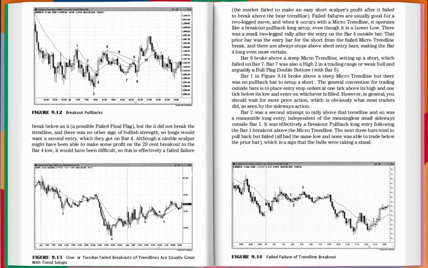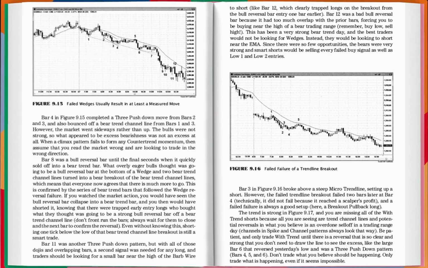The next 3 bars tried to pull back but all failed, had the same low, and none was able to trade below the prior bar, which is a sign that the bulls were taking a stand. Bar 4 in figure 9.15 completed a 3 push-down move from bars 2 and 3, and also bounced off a bear trend channel line from bars 1 and 3. However, the market went sideways rather than up. The bulls were not strong, so what appeared to be excess bearishness was not an excess at all. When a climax pattern fails to form any counter-trend momentum, then assume that you read the market wrong and are looking to trade in the wrong direction.